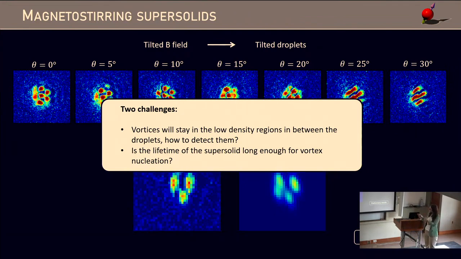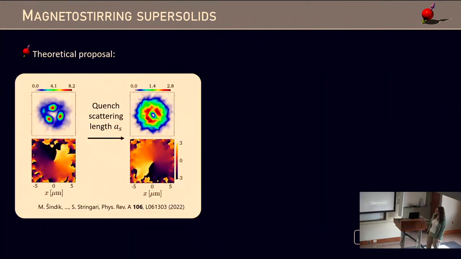So to try to answer this question, we follow this theoretical proposal from the group of Stringari in Trento. In particular, they say that if you manage to produce a vortex in a supersolid state, and then if you quench the scattering length in order to cross the supersolid to BEC phase transition, this vortex should remain, so if you have a vortex here, the vortex should remain inside the system. And once you are in the BEC regime, you are able to detect it, as I showed you before.